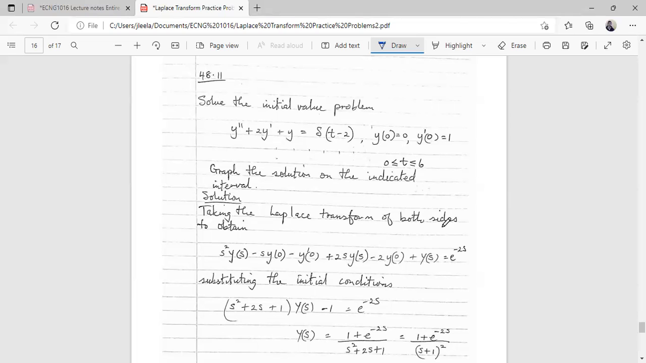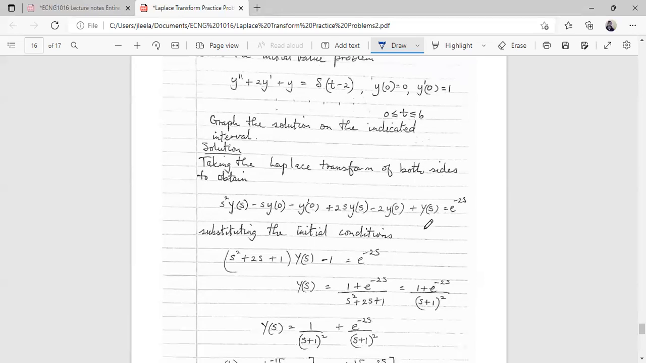Taking the Laplace transform of both sides to obtain s squared Y(s) minus s y(0) minus y prime(0) equals 2sY(s) minus 2y(0) plus Y(s) equals e to the minus 2s.